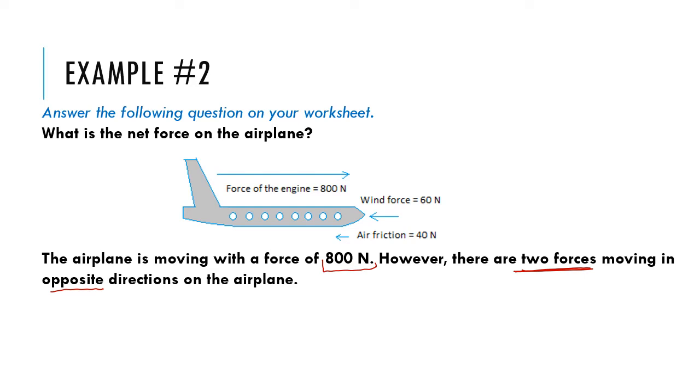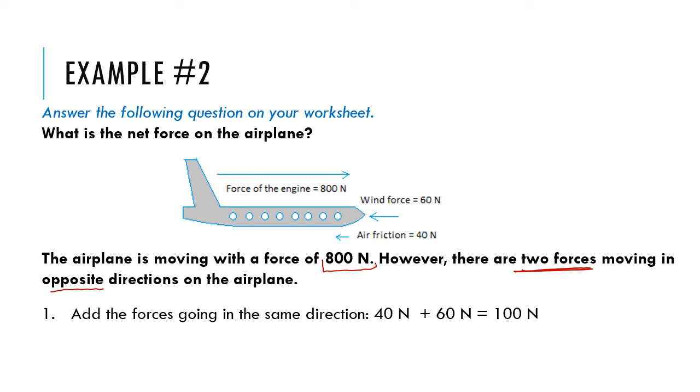All right, so when we're looking at this one, the first step we are going to take is we are going to add the forces that are going in the same direction. We're always going to do that. So that is our 60 newtons of wind force and our 40 newtons of air friction. Those are moving both in what direction? To the left. So we have a total of 100 newtons moving to the left.